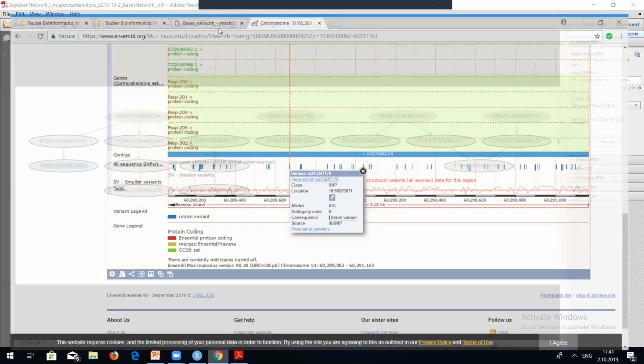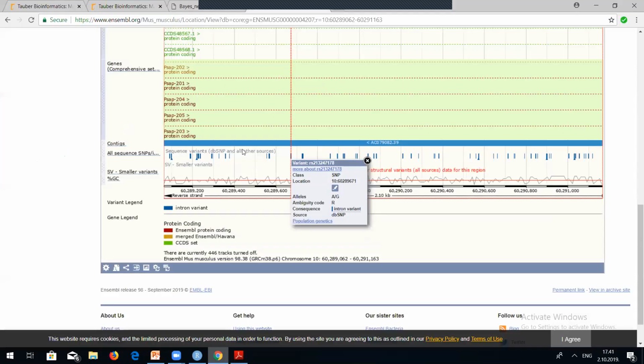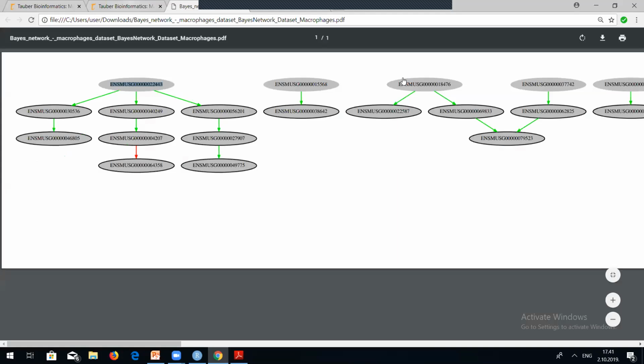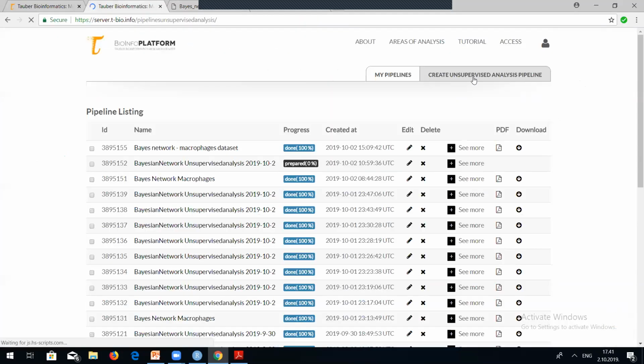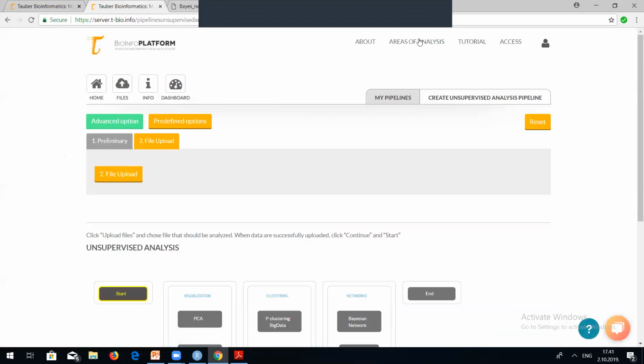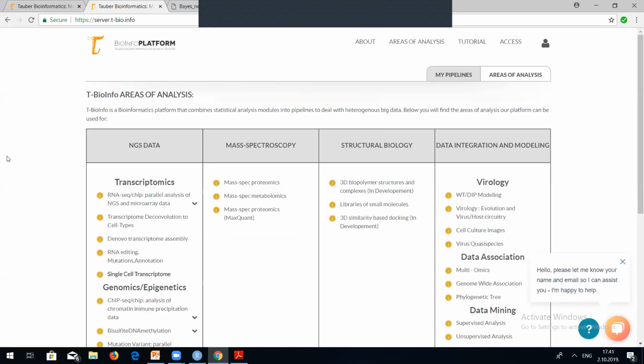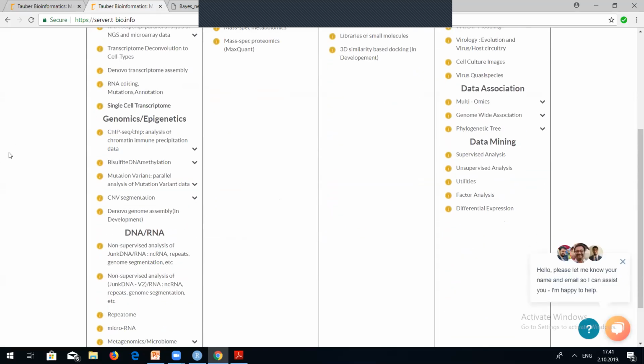There is also a way to do this on the T-bioinformatics platform, and we'll also talk about this during the course. We will have exemplar projects, and if we go to areas of analysis, you can do this on your own as well for now.